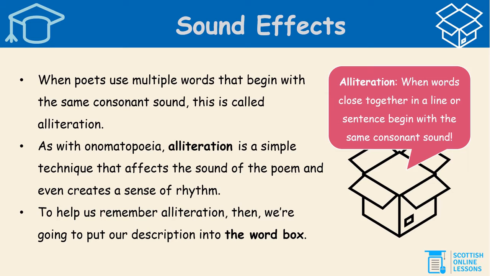And as with onomatopoeia, alliteration is a really simple technique that affects the sound of the poem and actually even creates a sense of rhythm, which is why you see it in song lyrics so often. To help us remember alliteration then, just like onomatopoeia, we're going to put our description into the word box. Again, yours might be a sheet of paper, it might be a document on the computer, it might be an actual box or bag that you've created. And you can see the little definition here that we're going to put into it. Alliteration, when words close together in a line or sentence begin with the same consonant sound.